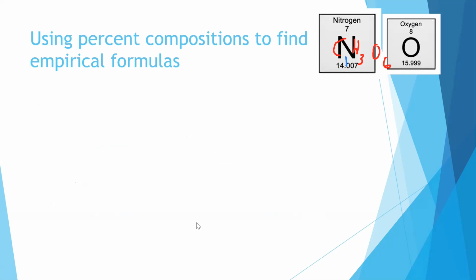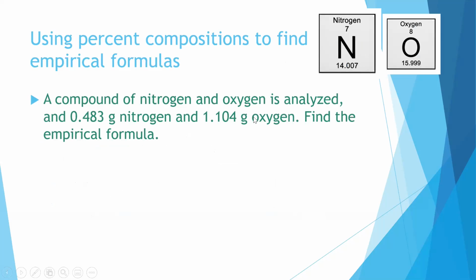So let me clear the screen. Now we're going to use the percent compositions to find the empirical formulas. This one I'll work through with you, and hopefully you understand. If you have any questions along the way, please type them into the chat so I know if you don't understand anything. The strategy we're going to use to solve these problems is a 3-step strategy.